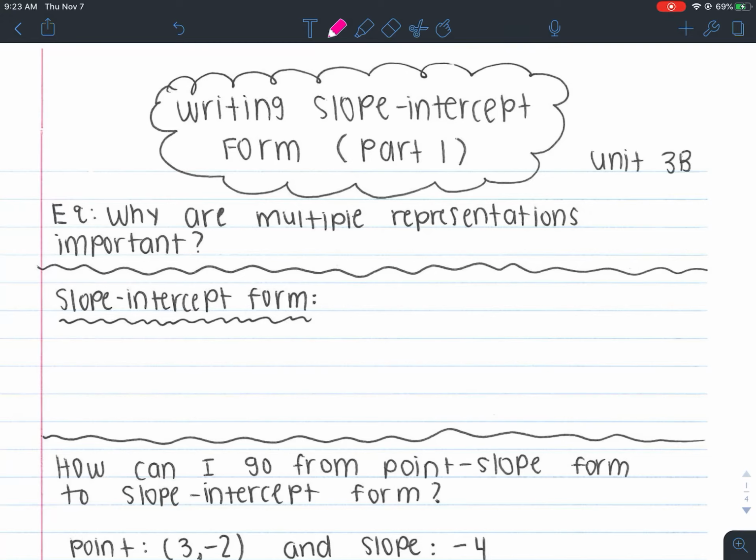Hey guys, these notes are for writing slope-intercept form. This is in Unit 3B. Our essential question is, why are multiple representations important? So just to begin, we've spent the last couple of days talking about point slope.